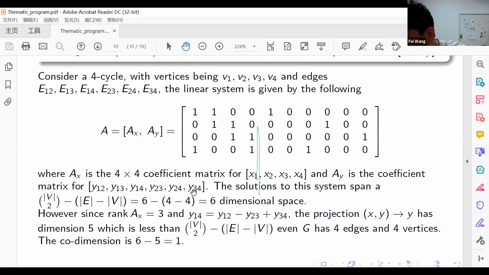So the solution to the system spans a 6-dimensional space because the number of variables is 2 plus 4, and there are 4 linearly independent constraints. So 6 plus 4 minus 4 is 6. However, the rank of Ax, which is this matrix, this is the projection by eliminating the x edge, right? This rank is 3, and that's because of y14.